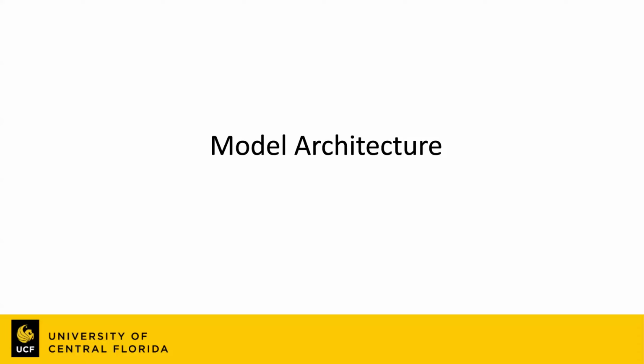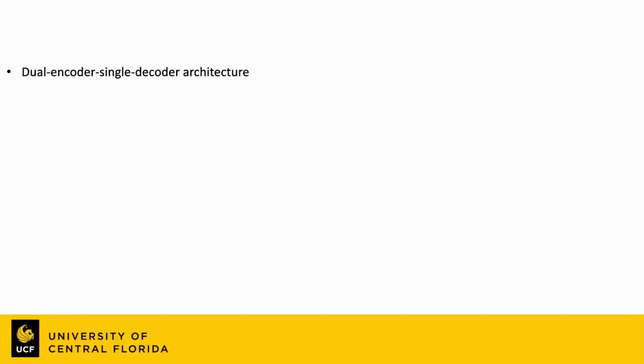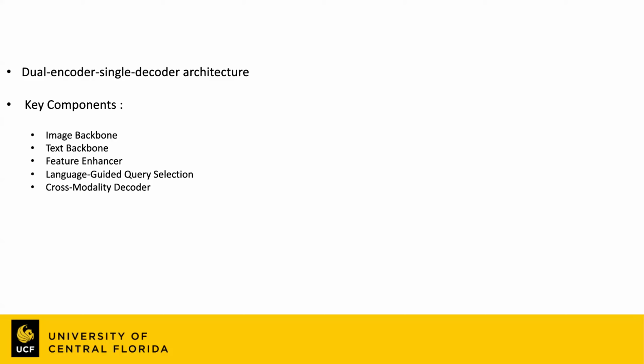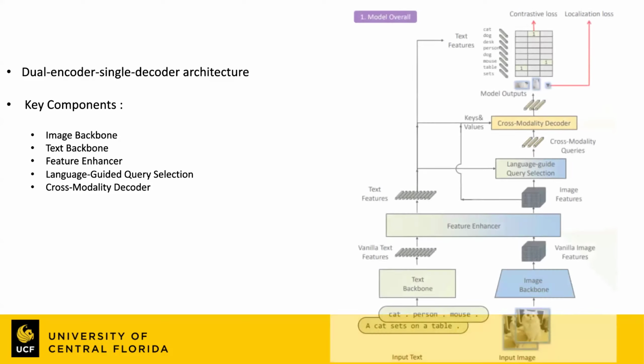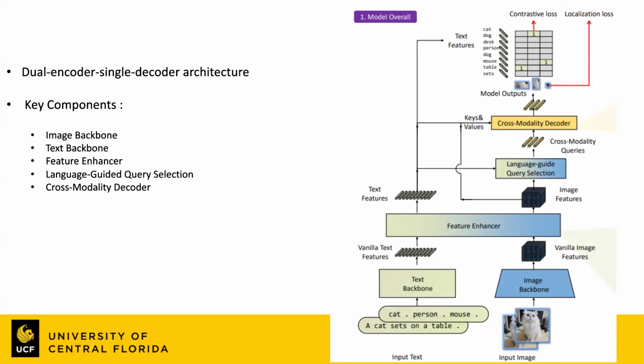Okay, so I'm continuing with the model architecture. Grounding DINO is a dual-encoder, single-decoder architecture. It has five main key components: image backbone, text backbone, feature enhancer, language-guided query selection, and cross-modality decoder. So this is a high-level diagram of the architecture.